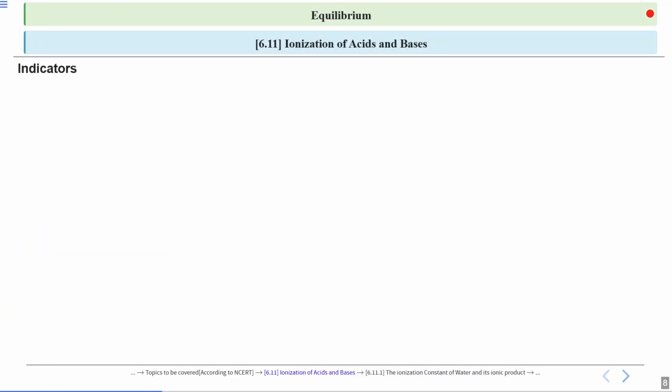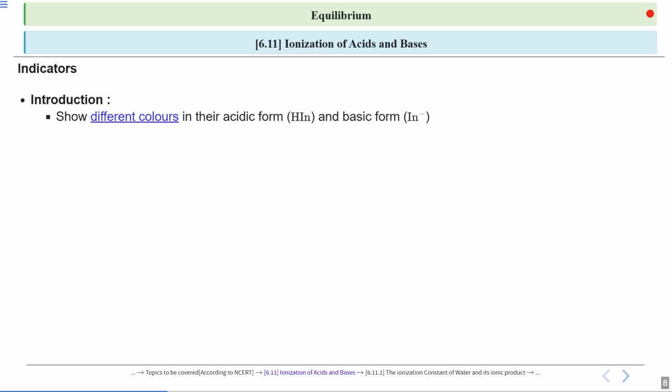Now we will look into a small aspect of this ionization of acids and bases, which is the indicator. Let me introduce you to what an indicator is. They are substances which show different colors in acidic form and basic form. Now this definition is very specific. There is a broader sense to the term indicator, but we are interested in your syllabus, so we will keep our perspective only up to color.